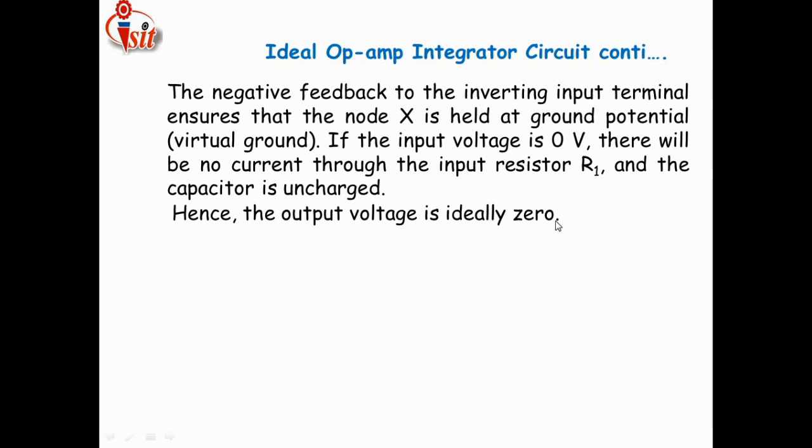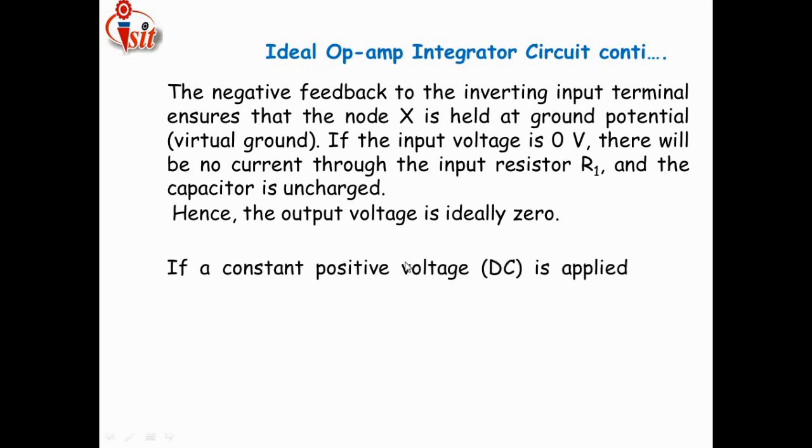That means ideally the output voltage of the op amp integrator is 0, but practically it is not possible, because we are applying some amount of current or voltage to the circuit, and it will introduce a little bit of voltage at the output of the op amp.